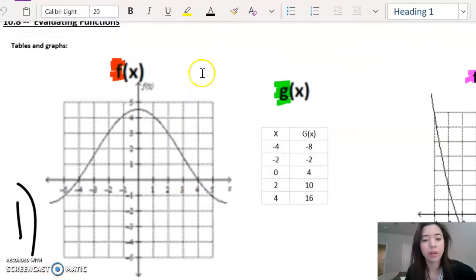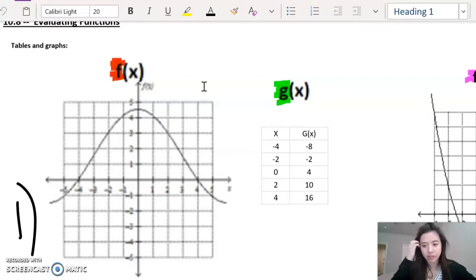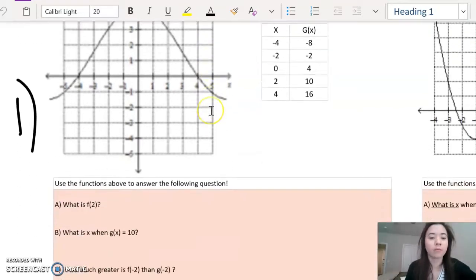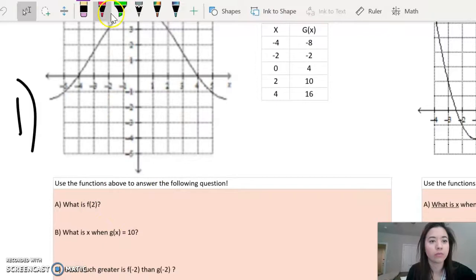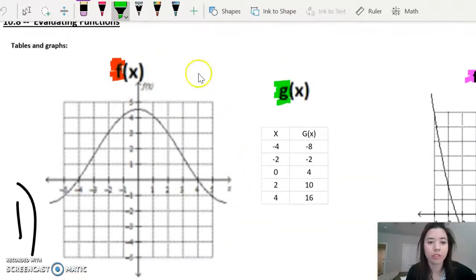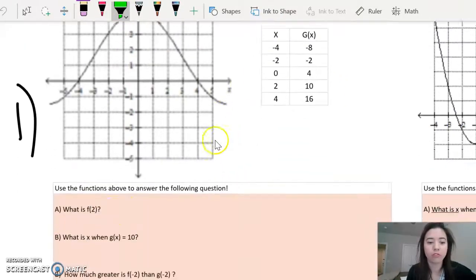So the first thing we're going to look at is evaluating functions with graphs or tables. If you were in class, we did a little re-intro to this in our Pear Deck. But let's go ahead and get started. Use the functions above to answer the following questions. What is f of 2? Now, I have two different functions here, one of f of x and one of g of x.